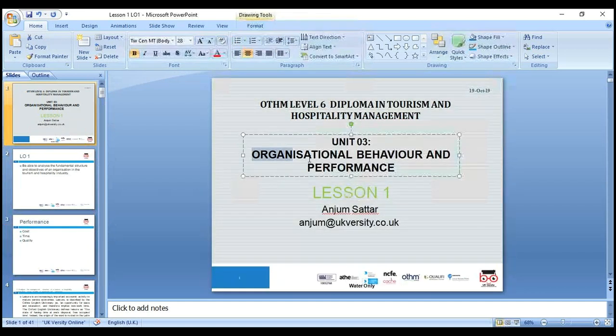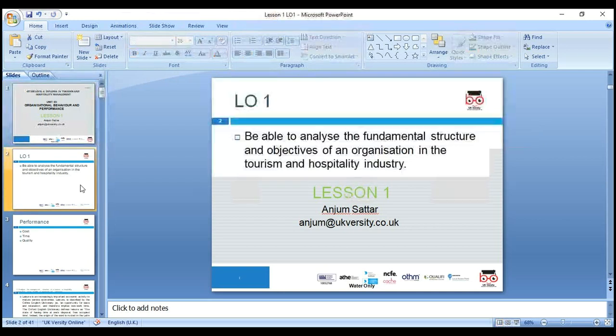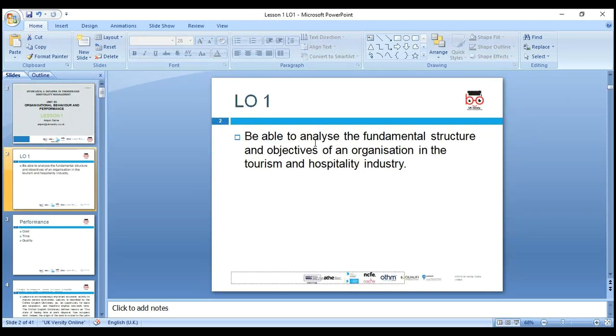So when we look at organization behavior, what is meant by organization behavior? The organization's social responsibility. Yes, so we need to look at how an organization treats people, how organizations respond to culture, and what our organization culture is. So that goes through the behavior aspect. That's our LO1, which is learning outcome 1: be able to analyze the fundamental structure and objective of organization.